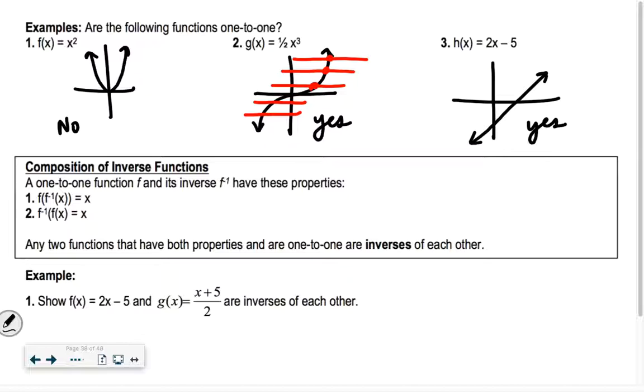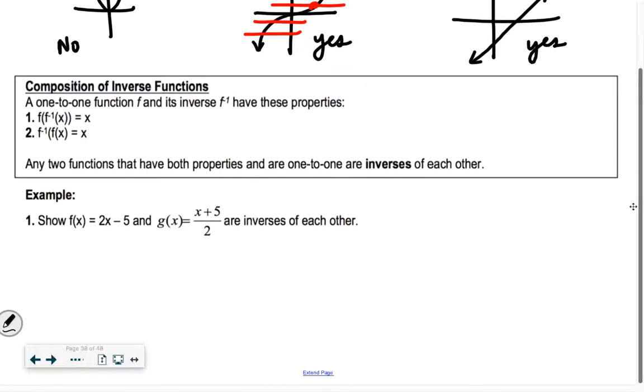Okay, so the composition of inverse functions. We did not talk about this in Algebra 2. But if I find f of f inverse, I get x out. If I find f inverse of f of x, I also get x out. So this is just something that works for functions that are inverses of each other. So it says show that f and g are inverses of each other.